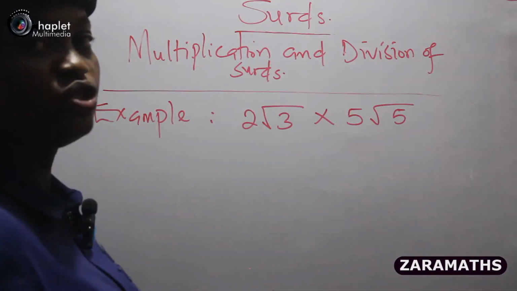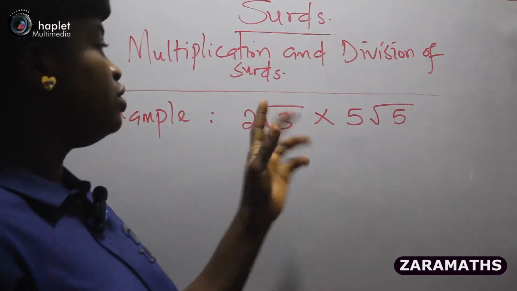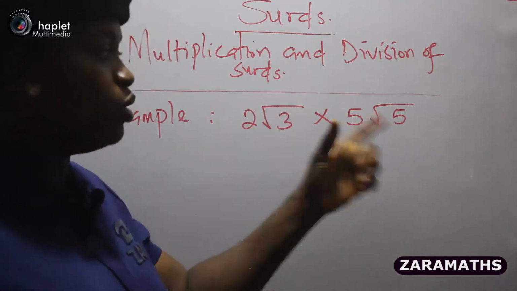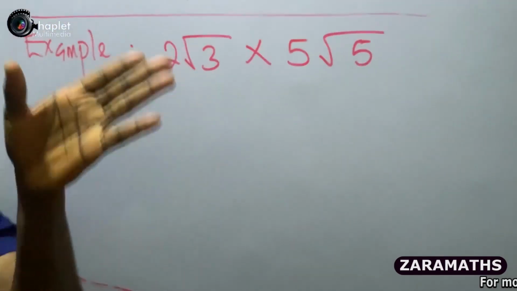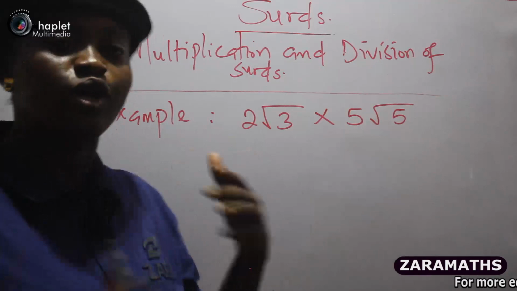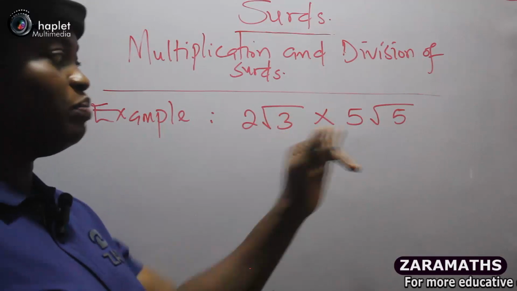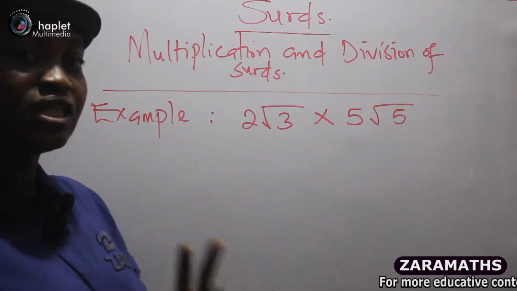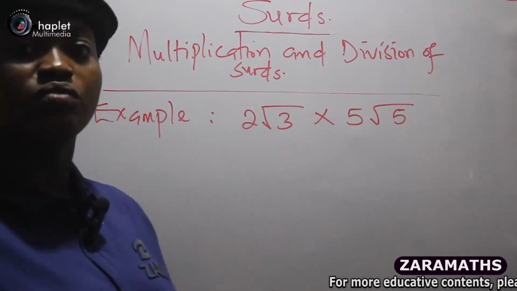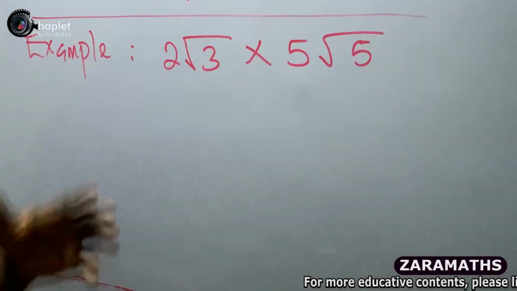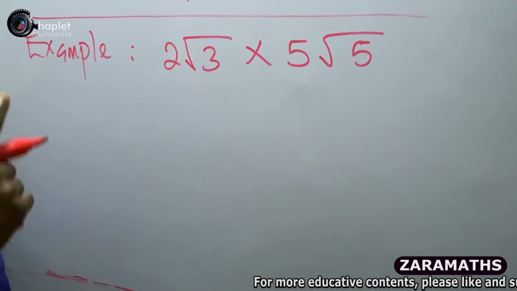Remember, when we were solving addition and subtraction, we said the numbers underneath the root must be the same before you can add or subtract. But for multiplication and division, the numbers do not necessarily have to be the same, because when you apply the law, you are multiplying them. So it is not like addition and subtraction whereby you pick one, just like 2x plus 3x is different from saying 3x times 2x.